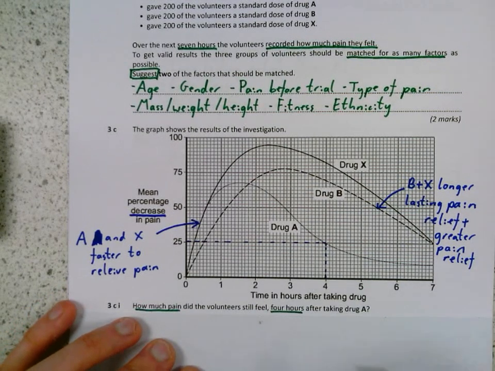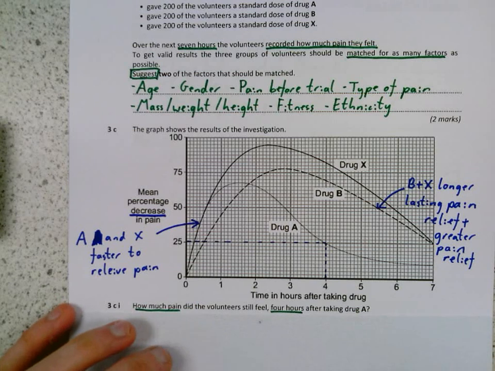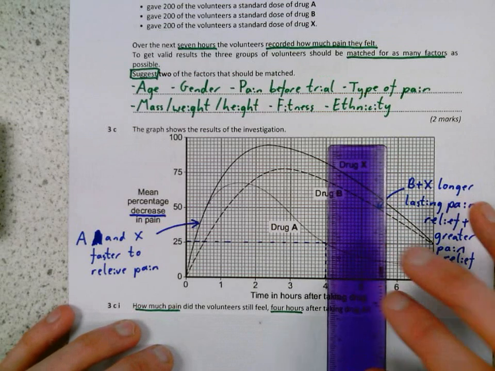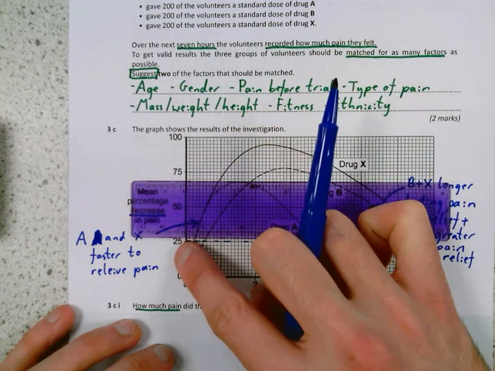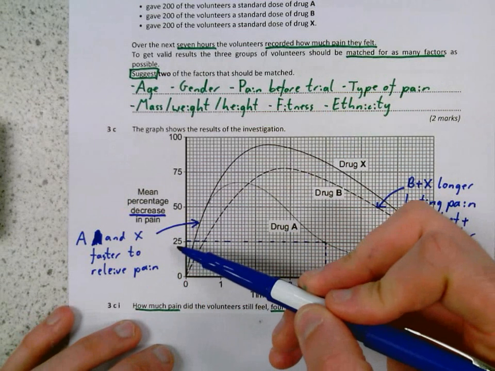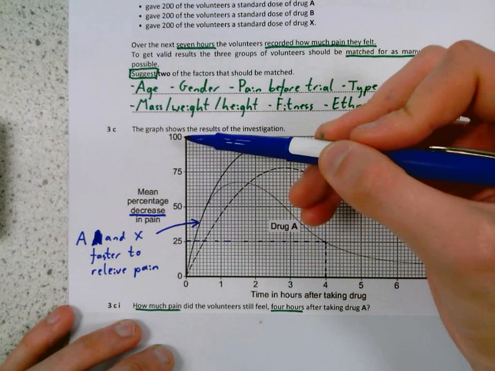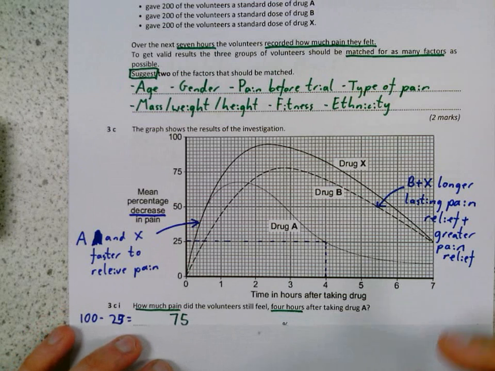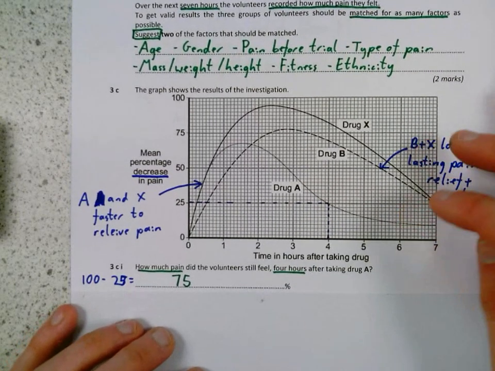How much pain did the volunteers still feel 4 hours after taking drug A? So we're looking at drug A here, I'm reading off my graph, you can see my dotted line that I've drawn. Going to 4 hours for drug A, reading across, and it comes to 25%. Now remember, that's a 25% decrease in pain. If you think about it, we're starting at 100% amount of pain that they feel. If it's decreased by 25%, then the answer is they still feel 75% of their pain.